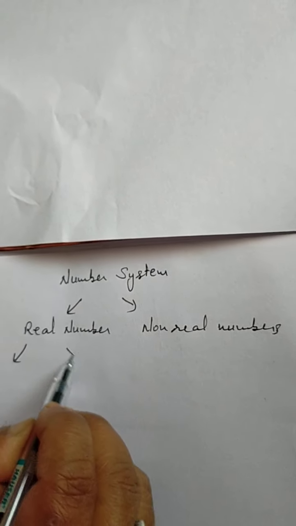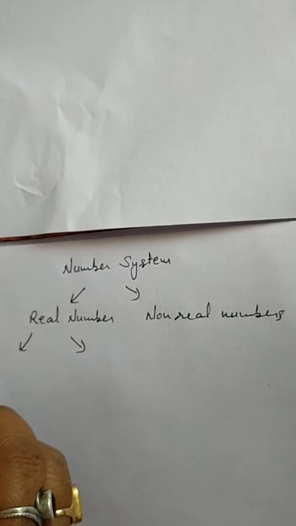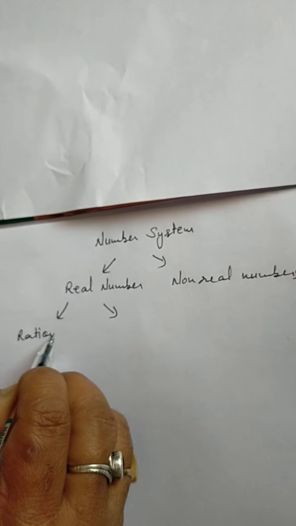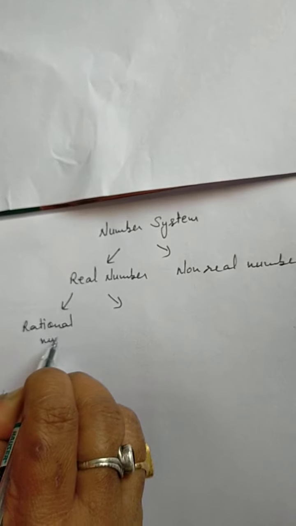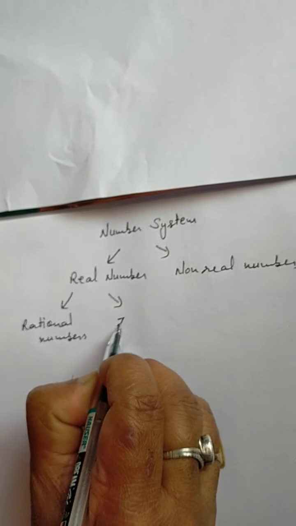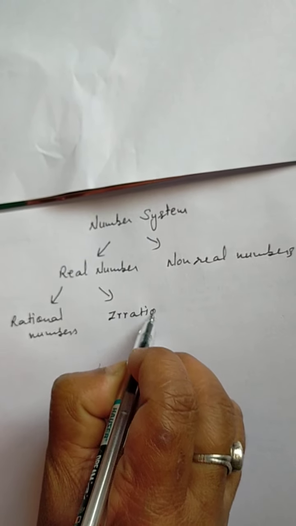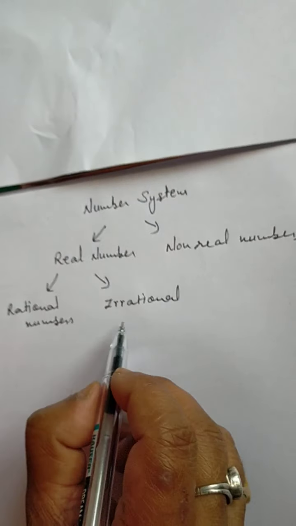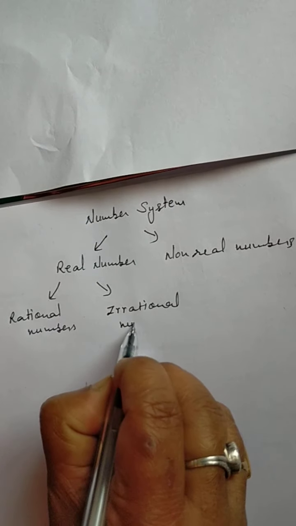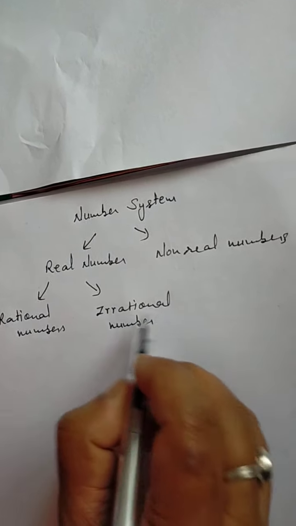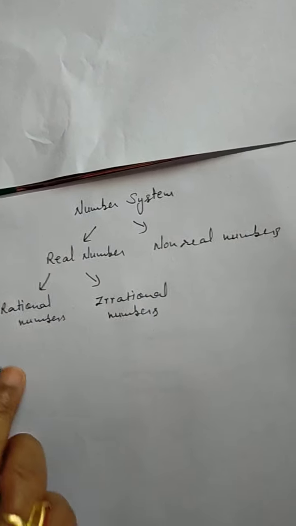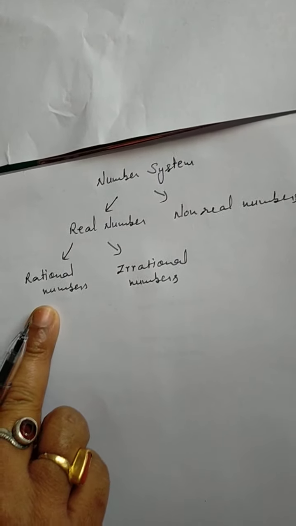Real numbers are further categorized into two categories, rational numbers and irrational numbers. Rational numbers you have already studied up to 8th class, and the new concept in 9th class is irrational numbers. First of all, we will revise the rational numbers only.